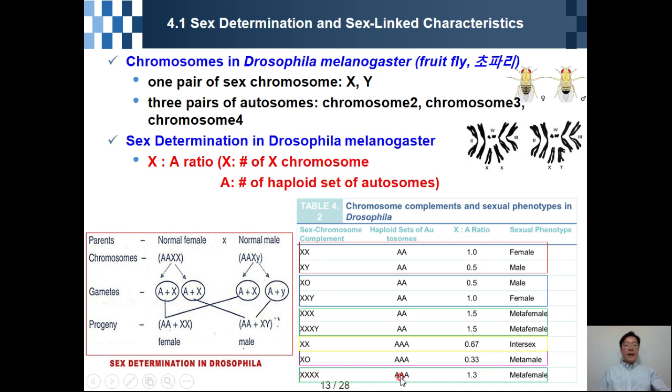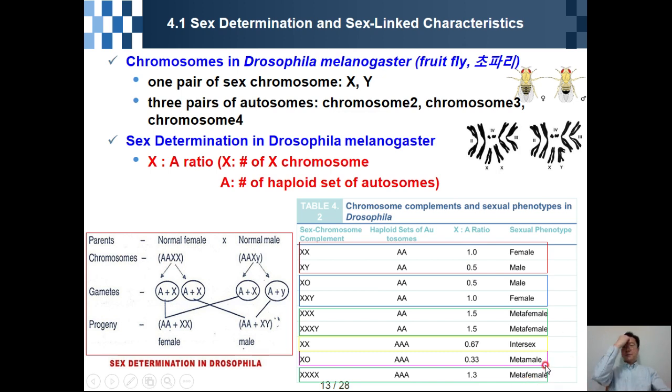XXXX, AAA. So what's the number of X chromosomes? It is 4. What's the number of A chromosomes, the autosomes? It is 3. So the ratio will be 1.3. 1.3 is located above female, so it will make a metafemale.